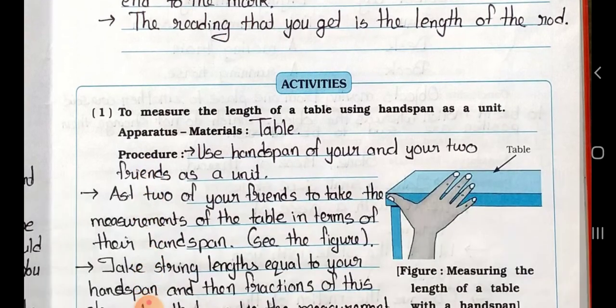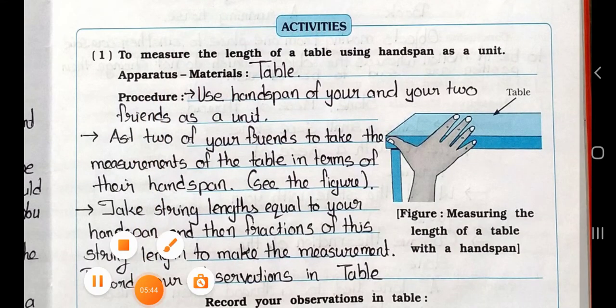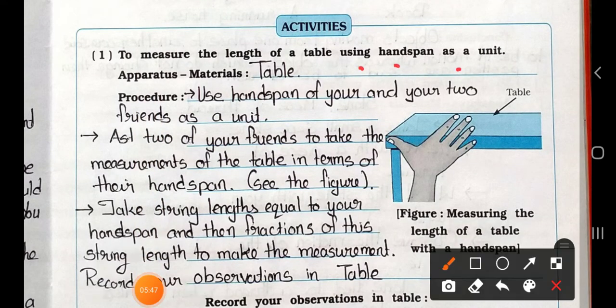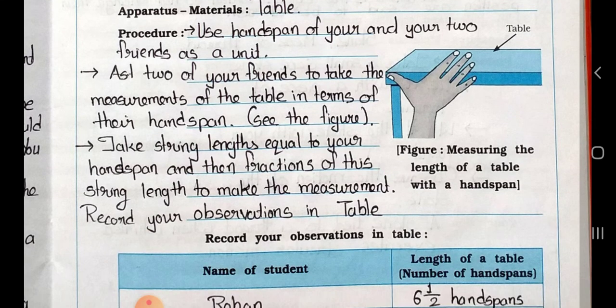Now see the activities. Number 1. To measure the length of a table using handspan as a unit. Apparatus and materials are a table. Procedure. Here the table is there and you have to measure it with the handspan. Use the handspan of yourself and your two friends as a unit. Ask your two friends to take the measurements of the table in terms of their handspan. See the figure. This is the handspan.